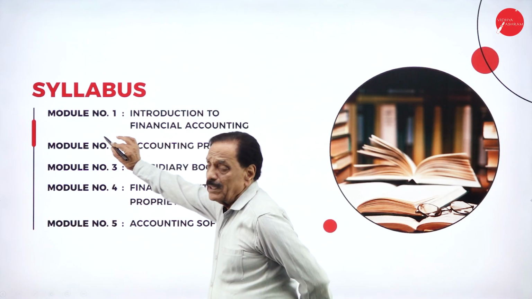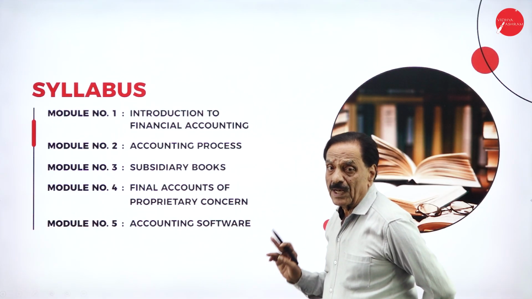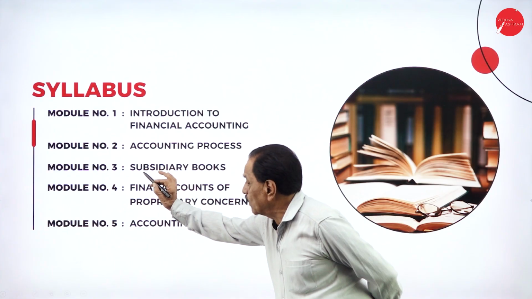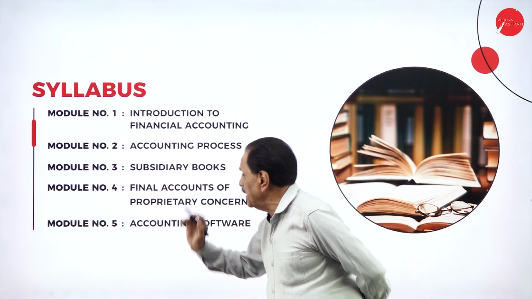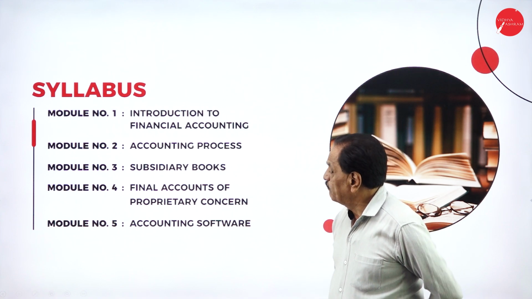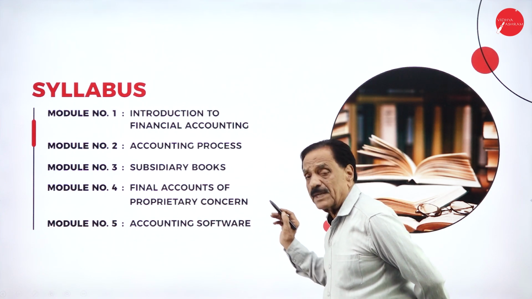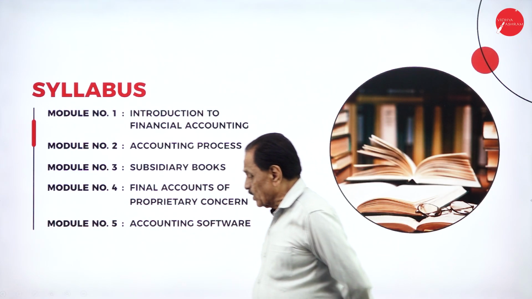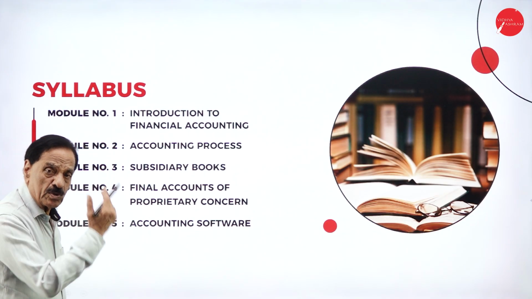Syllabus. Unit 1, that is module number 1, Introduction to Financial Accounting. Module number 2, Accounting Process. Module number 3, Subsidiary Books. Module number 4, Final Accounts of Proprietary Concern. Module number 5, Accounting Software. So there are 5 units, 5 modules.